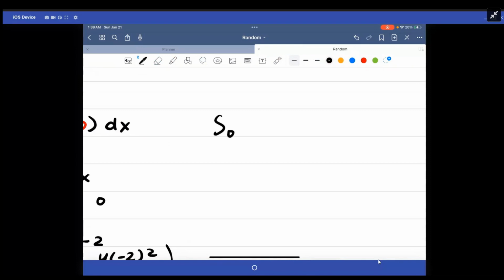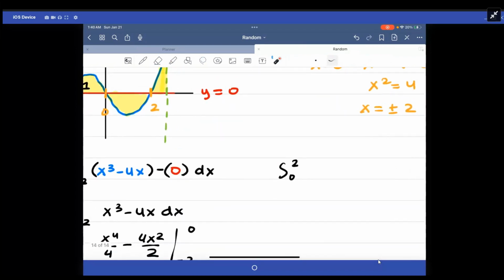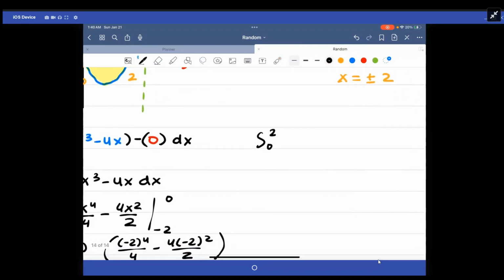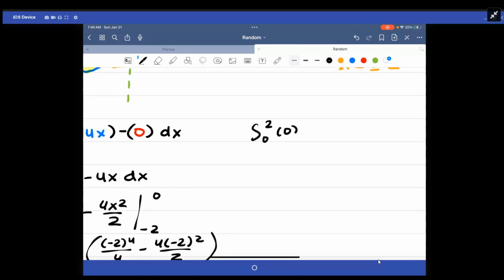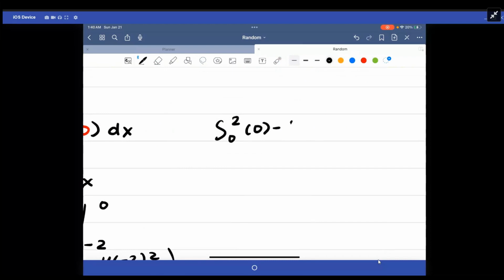So 0 to 2. Now this is different. The top equation is y equals 0, and the bottom equation is x cubed minus 4x. So we're going to take the top equation, which is just 0, minus the bottom equation, which is x cubed minus 4x.